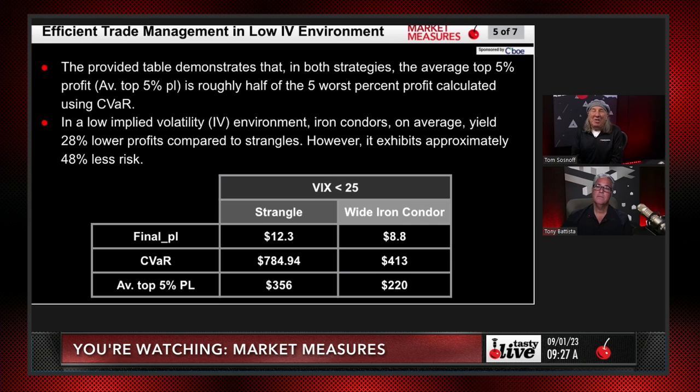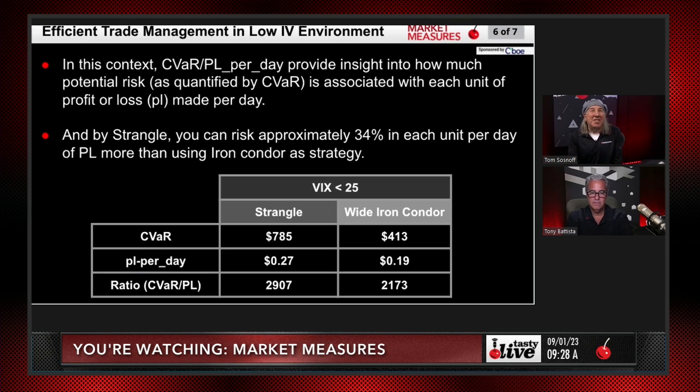We can break down the numbers and talk about saving 48% risk, whatever it is, but that's just a reduction in your overall risk on your worst trades. It seems like I've got to be really careful in low IV. Let's go to the next slide.